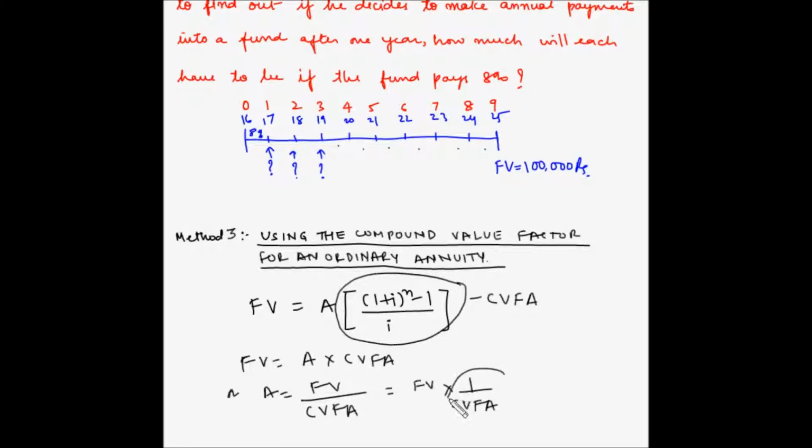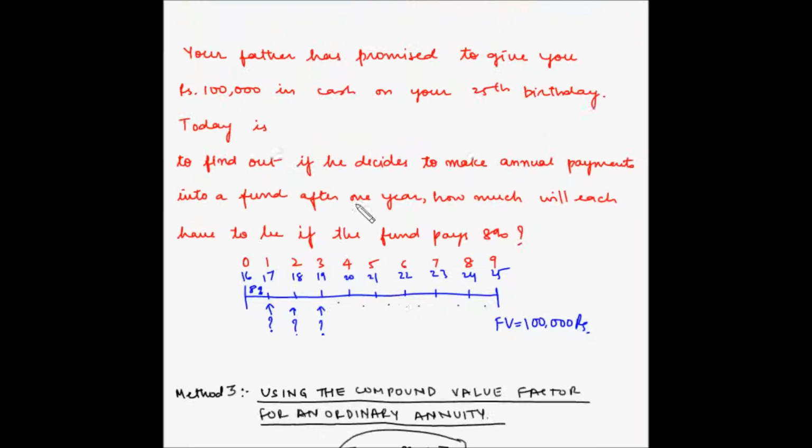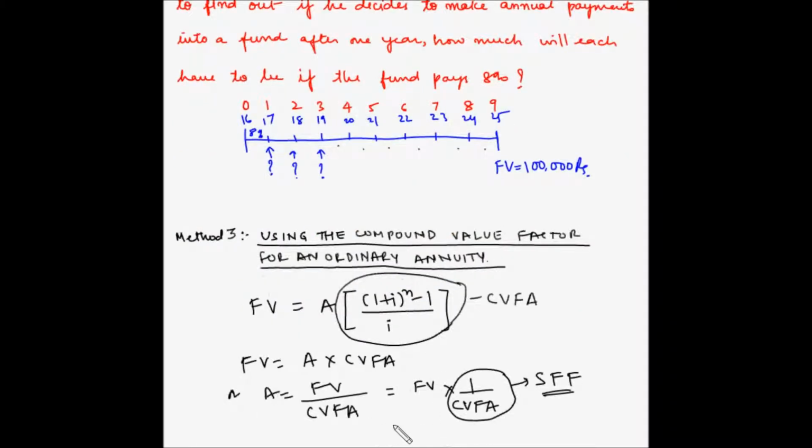Now typically this value here, 1 divided by CVFA, is also known as the sinking fund factor, SFF. Typically the value of SFF ranges between 0 and 1. So let's pull the table for CVFA. In our case, N is equal to 9 and I is equal to 8. So let's find out the value for CVFA.